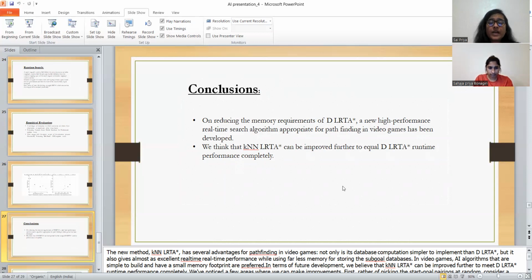Coming to the next one, the conclusion is DLRTA is the high performance real-time algorithm appropriate for video games that has been developed, and similarly implemented the DLRTA algorithms, and the KNN LRTA star algorithm is a strong way of storing the sub goal databases, and AI algorithms based on simple to build, with a small memory footprint and good performance.